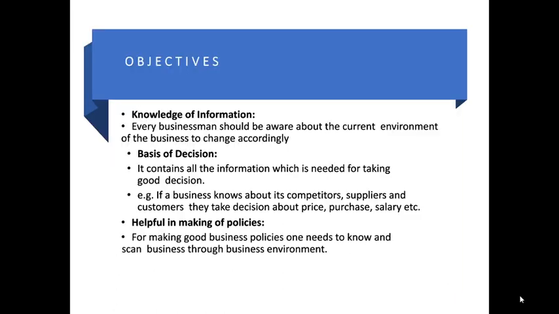So what's next? What are the objectives of the business environment? The first objective given is knowledge of information. Every businessman should be aware of the current environment of business to change accordingly. Since the business environment is very dynamic, a businessman should be focused and aware enough to know about the current environment prevailing in the market. It may be the market, the demand, the supply of your product, and the competitors that are waiting in the market. All these things a businessman should be aware of.